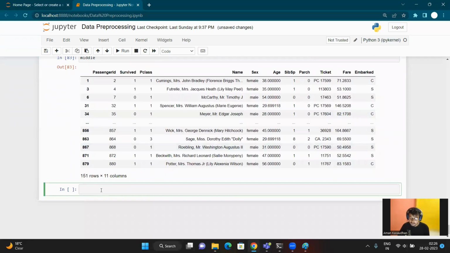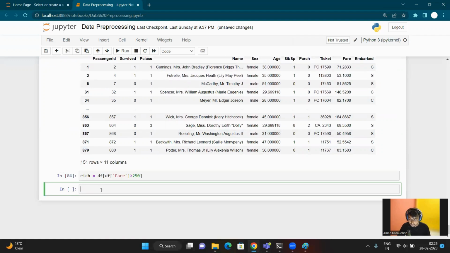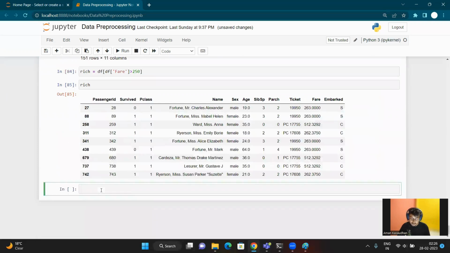So for doing that, we'll write rich is equal to df of df fare is greater than 250. Now let's look at rich. As we can see, there are just a few rows: 1, 2, 3, 4, 5, 6, 7, 8, 9. Only 9 rows are there whose ticket price was greater than $250. So we have divided three categories: poor, rich, and middle.